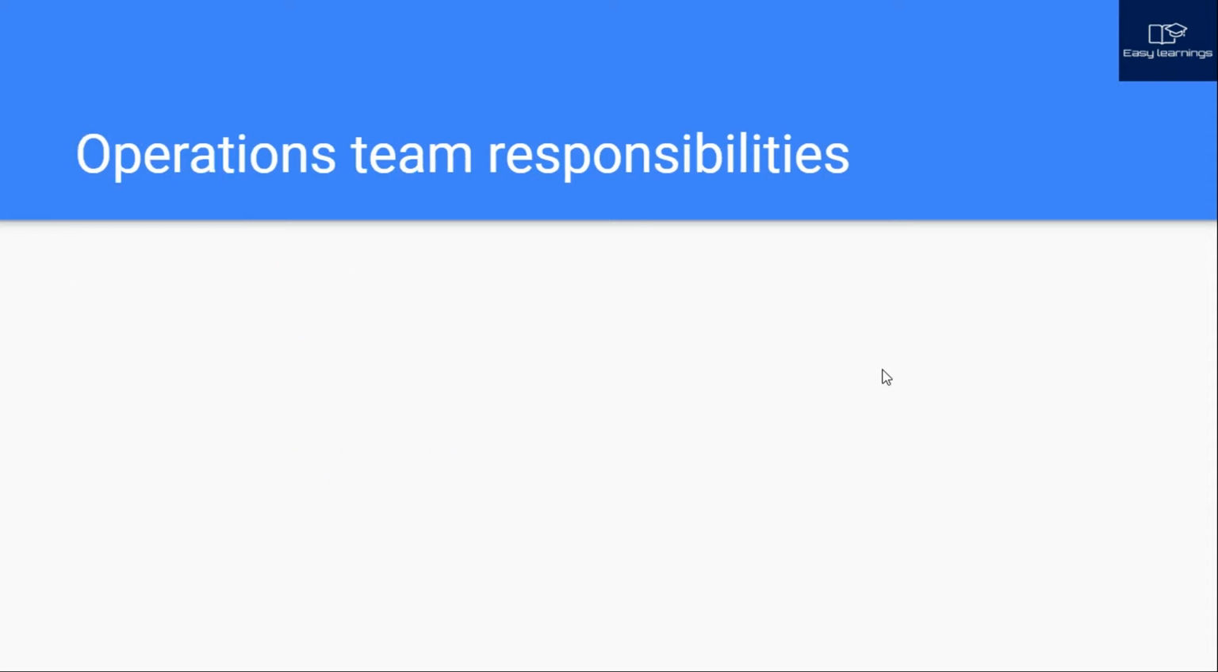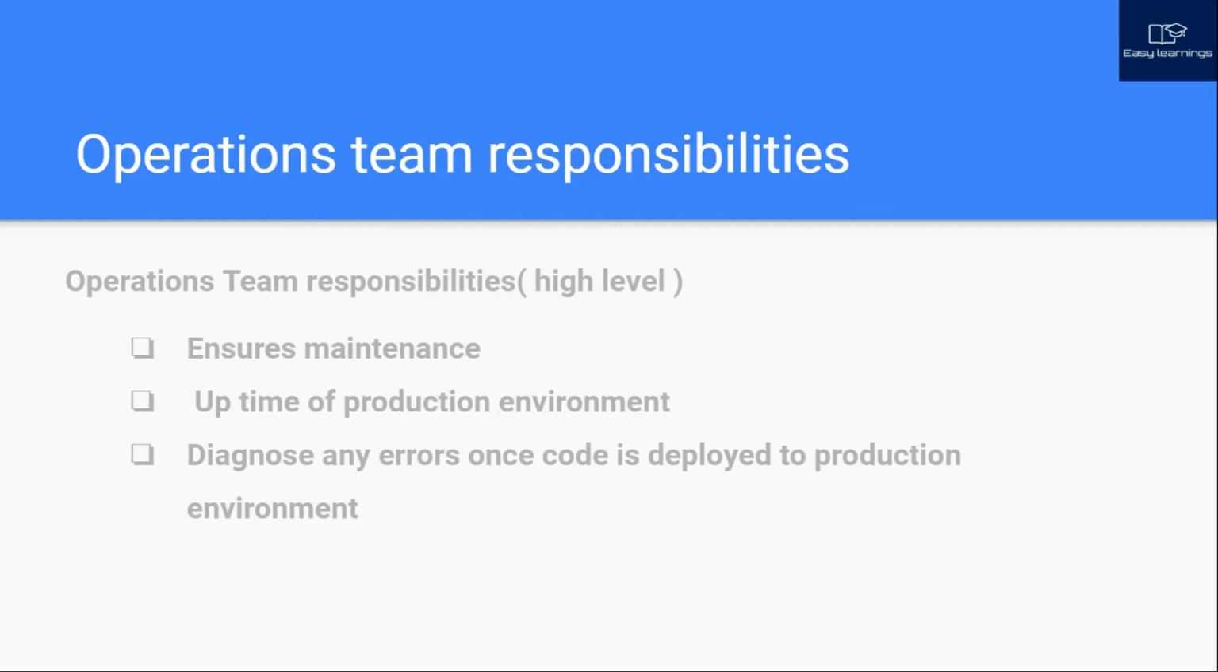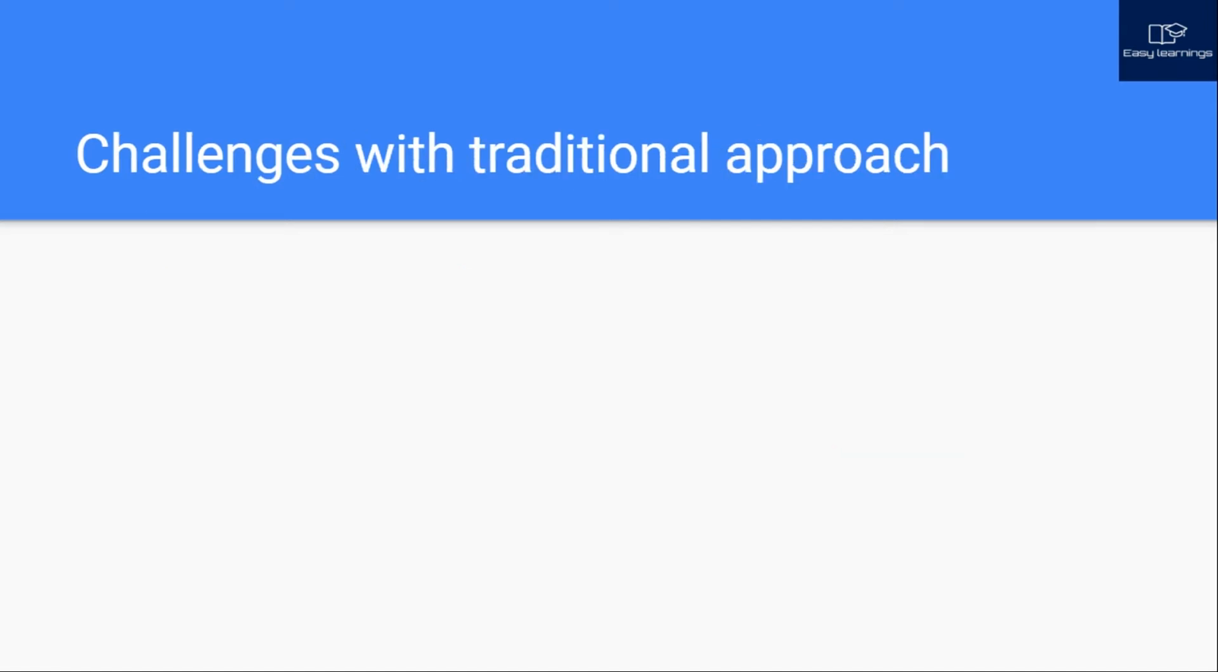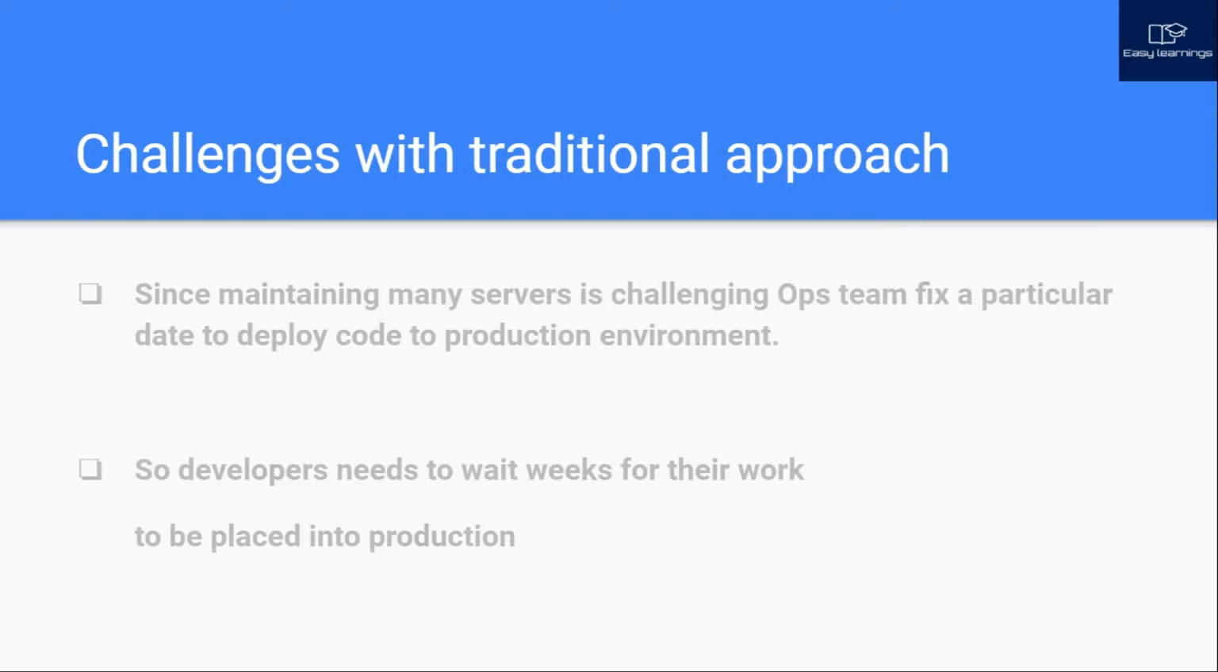Now let's see responsibilities of operations team. They are responsible for ensuring maintenance, which means they should be able to modify a software product after it has been delivered to the customer. The next thing is uptime of production environment. They should make sure all servers are up and running. And the next thing is once the code is deployed to production environment, it is their responsibility to fix any errors.